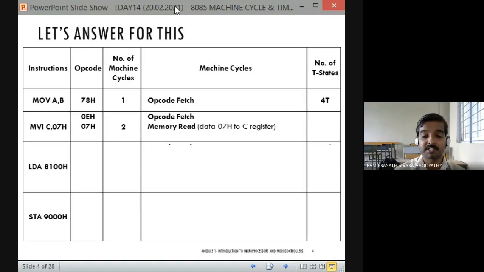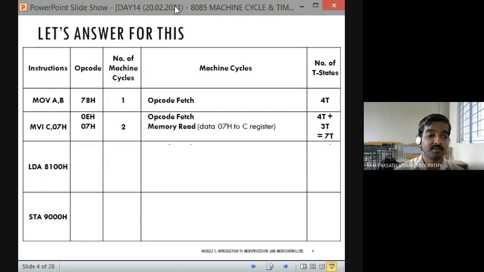What about the number of T states? For opcode fetch, we already know it is 4 T states. What about for memory read? It is 3 T states. Very good. So in total, it takes 7 T states. Fine. Very good. What about the next instruction?